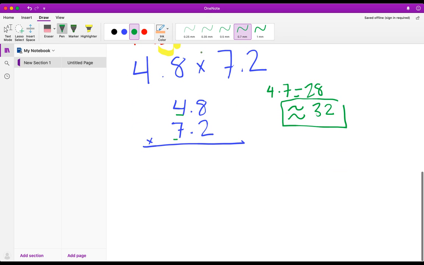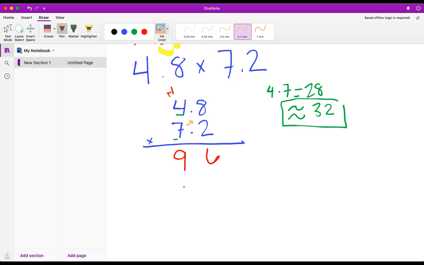All right, let's go ahead and jump into multiplying. 2 times 8 is 16. Carry that 1. 2 times 4 is 8 plus 1. That's going to give us 9. Then I'm going to jump over here to the 7. 7 times 8 is 56. Sorry, I got an email. 7 times 8 is 56.